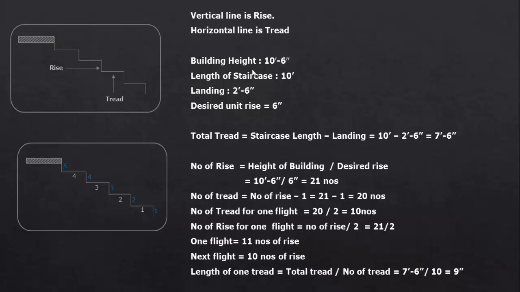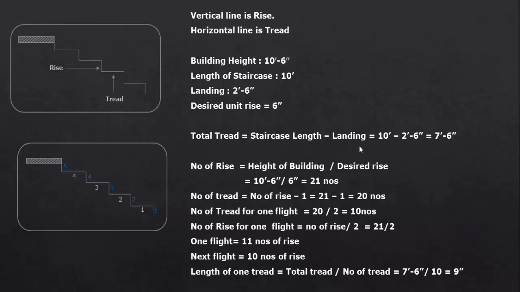Building height is 10 feet 6 inch, length of staircase 10 feet, landing 2 feet 6 inch, desired unit rise 6 inch. We have to assume this is 6 inch. So first of all we have to calculate total tread. Total tread is staircase length minus landing. So from staircase length we have to deduct landing to get the total tread.